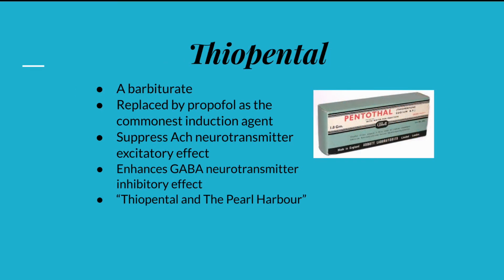Next up, we have Thiopental as the second commonest induction agent after Propofol. It is essentially a barbiturate which works by suppressing the ACh neurotransmitter excitatory effect while enhancing the GABAergic inhibitory effect.